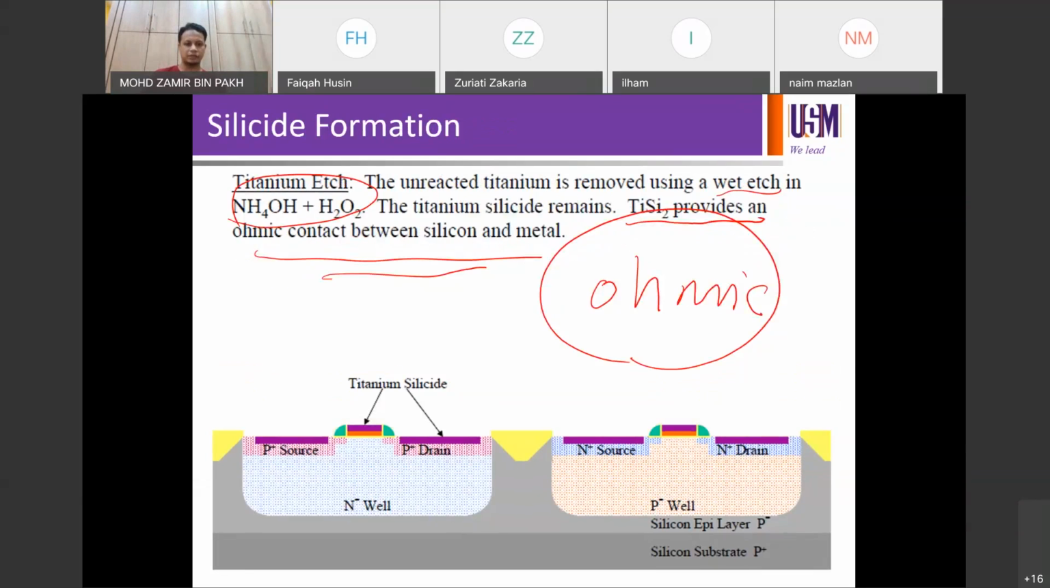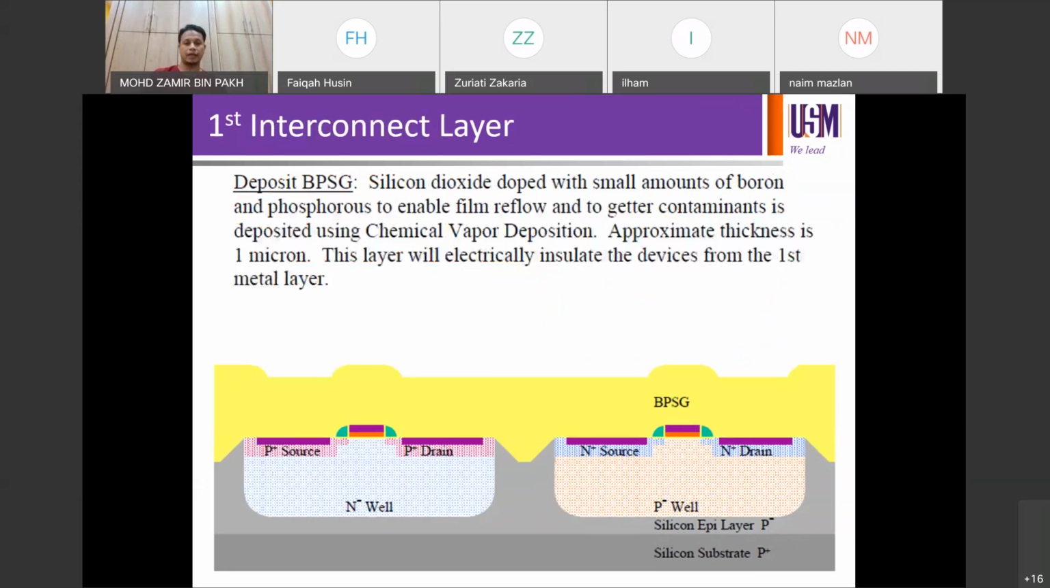Next, so you have your titanium silicide on top of your gate, source and drain. So dia akan connect between your gate, source, drain and the metal. Kalau you tak pakai ohmic, then you will end up with Schottky contact. So that will not be good. Next, you do BPSG deposition. Silicon dioxide doped with a small amount of boron and phosphorus to enable reflow and gettering. So you need to do gettering as well in this process using CVD. So BPSG using CVD.